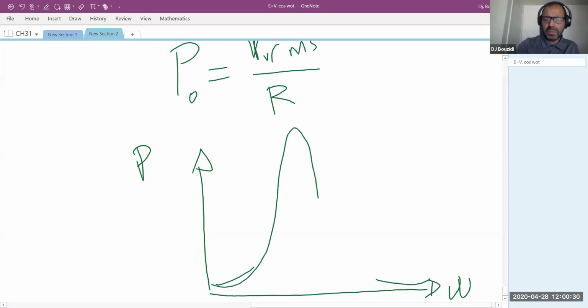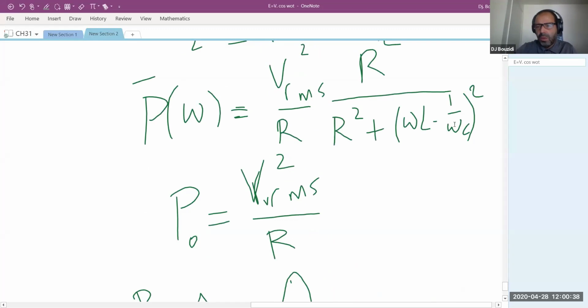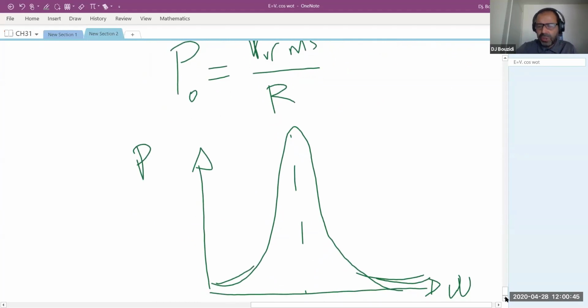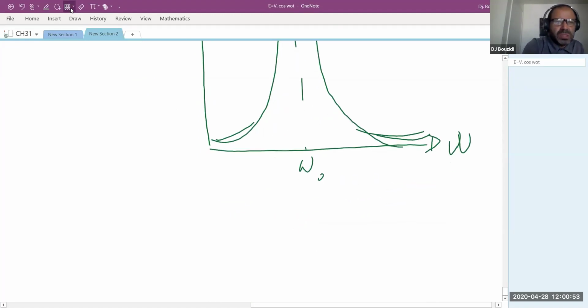Somewhere in between them, the signal peaks. And it peaks when this quantity is 0. And that number is exactly 0 when omega L minus 1 over omega C is 0. So there is a frequency in here, which we're going to call omega naught. That omega naught is critical: when omega is equal to omega naught, this expression vanishes.